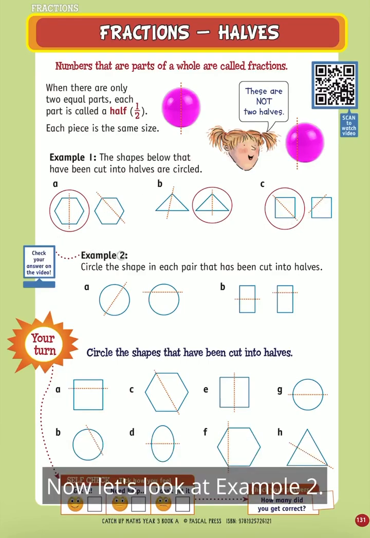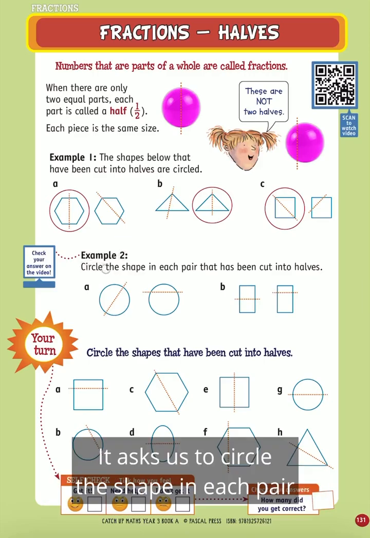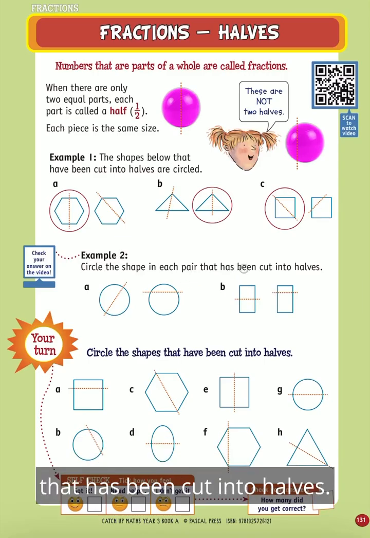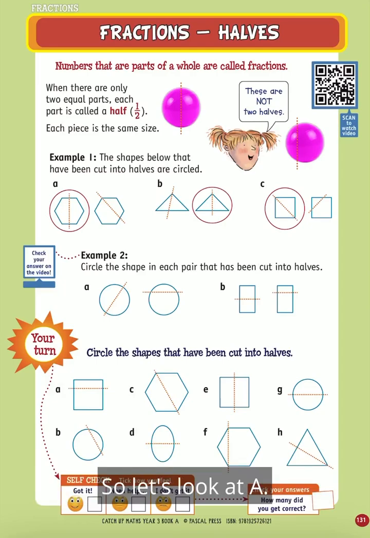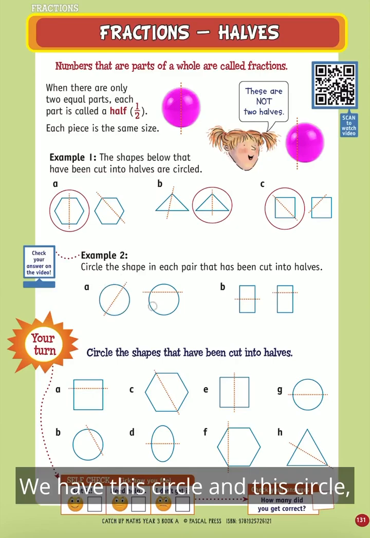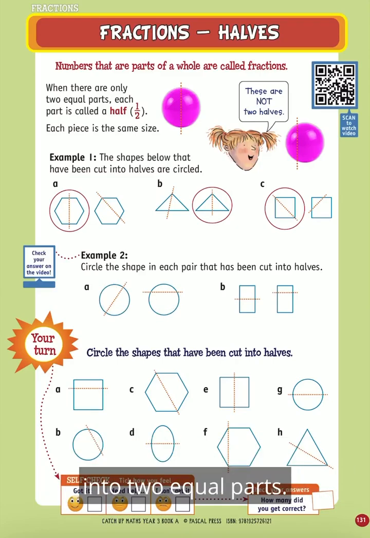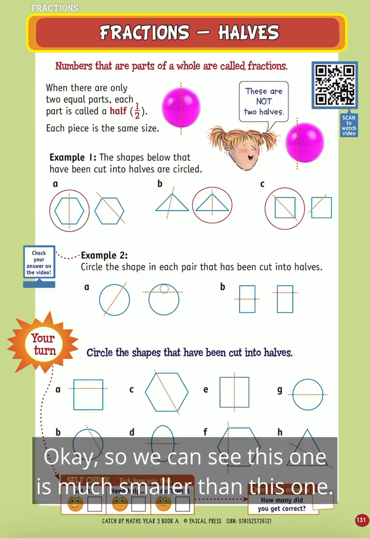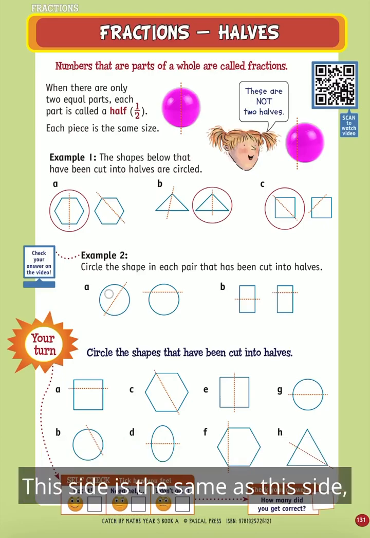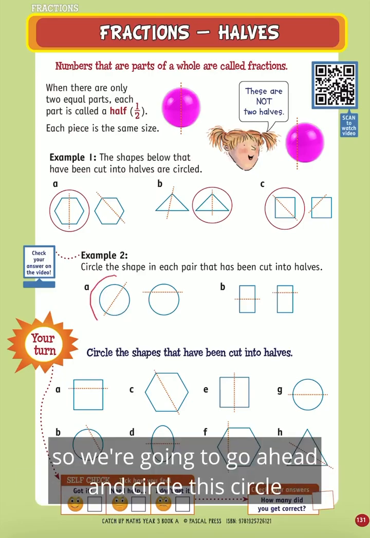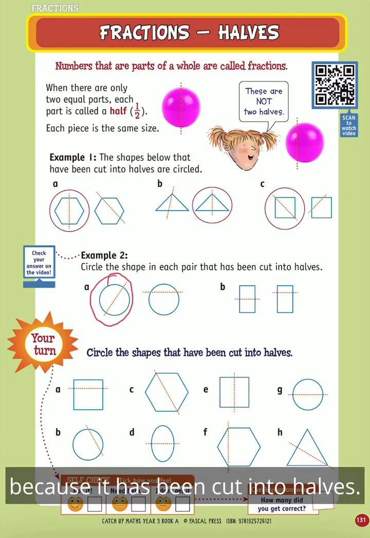Now let's look at example 2. It asks us to circle the shape in each pair that has been cut into halves. So let's look at A. We have this circle and this circle. So we have to circle the one that has been cut into two equal parts. Okay, so we can see this one is much smaller than this one. This side is the same as this side. So we're going to go ahead and circle this circle because it has been cut into halves.